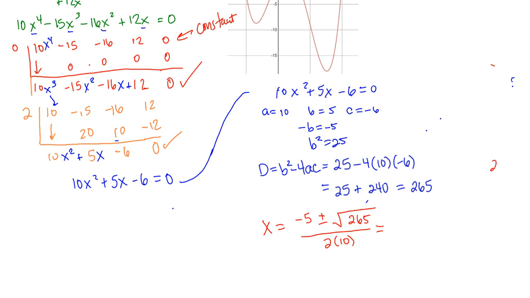Okay, let's see if we can break 265 down. Let's see, it ends in 5, so 5's a factor. 5 goes into that 53 times. I think 53 is prime. Let me think for a moment. Yep, 53 is prime. So that 265 isn't going to reduce. So we've got -5 plus or minus square root of 265 over 20.